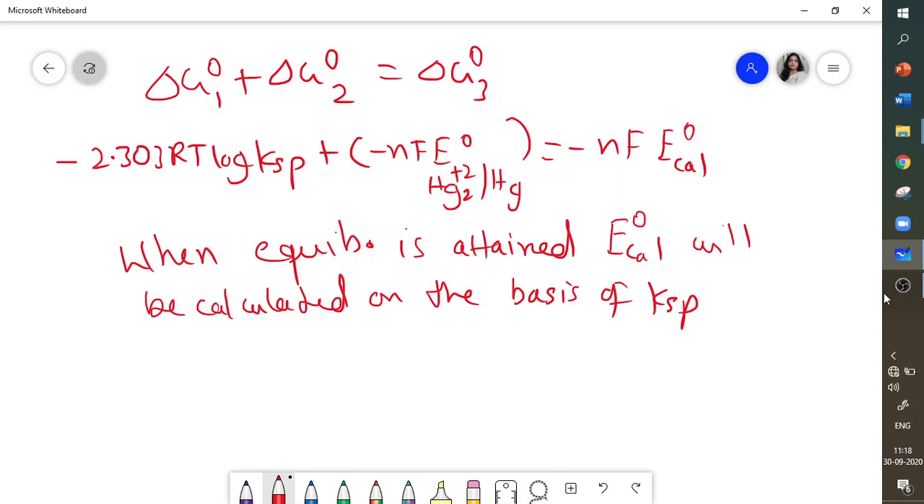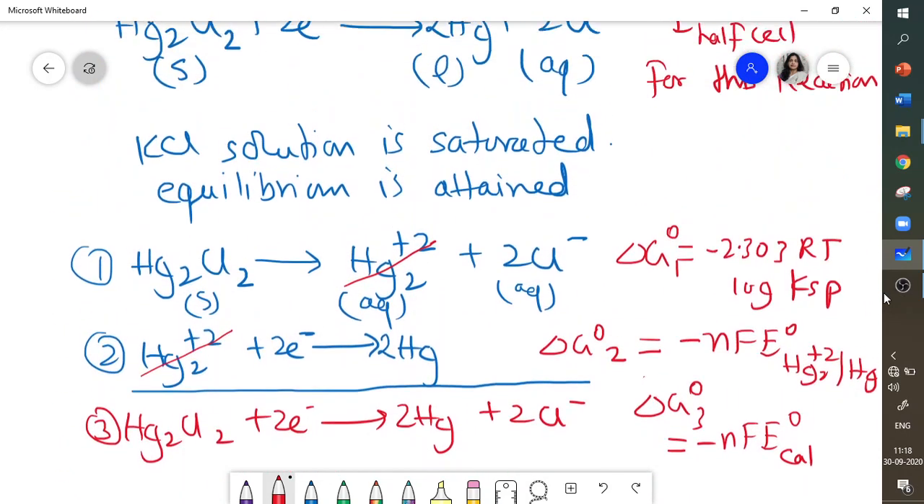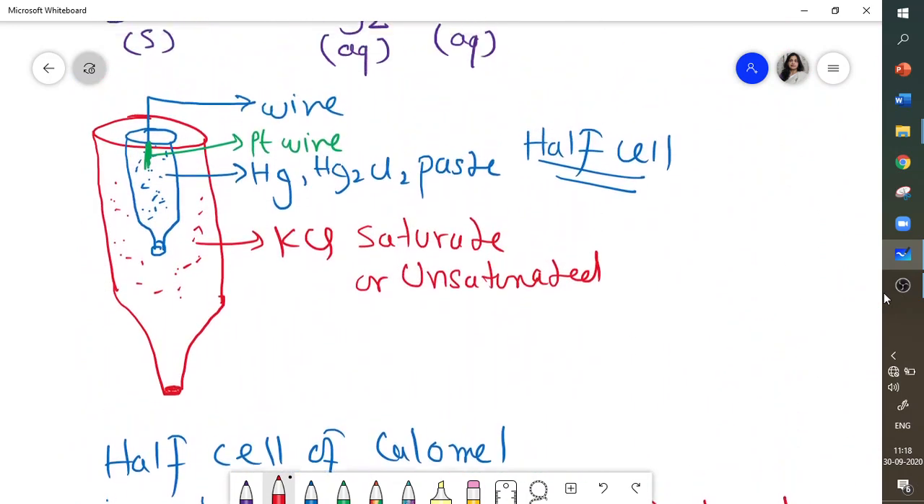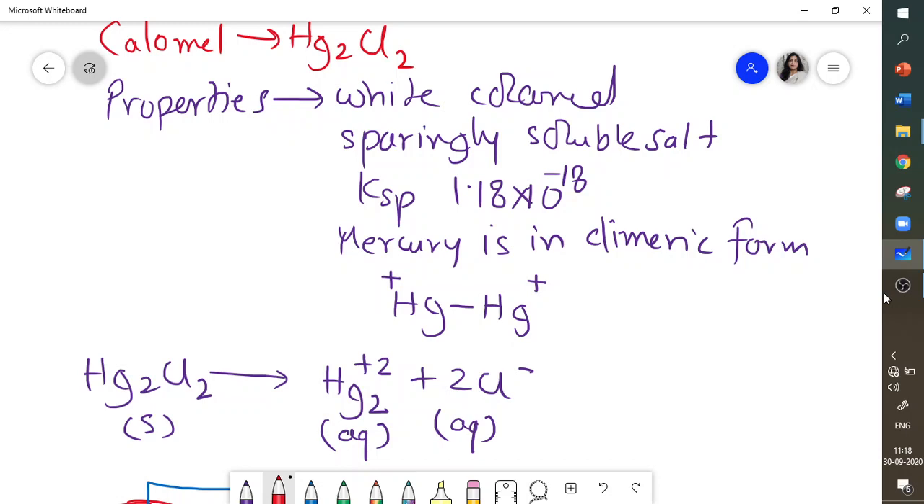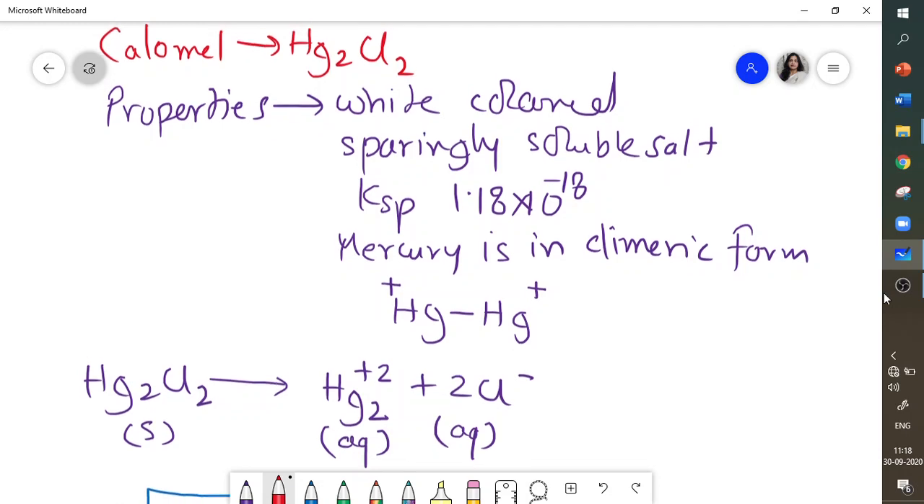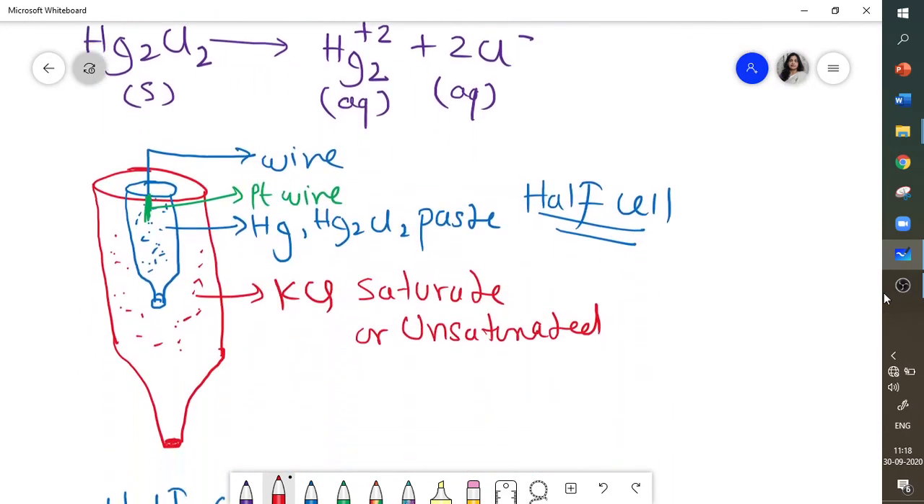KSP we have already, I gave you the value there. You can see this one. So the KSP value is 1.18 into 10 power minus 18. So that is your KSP value there.